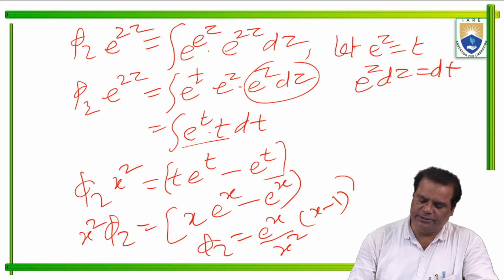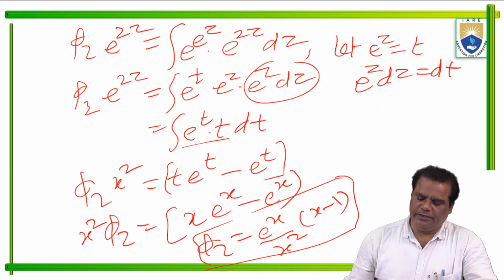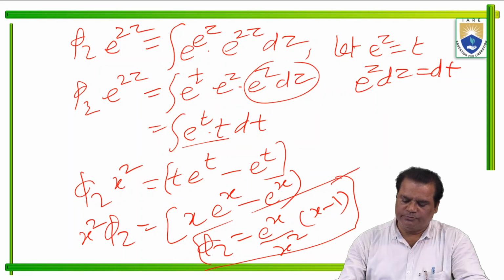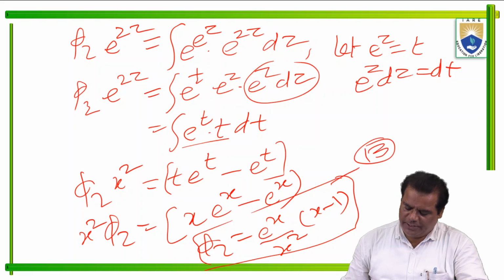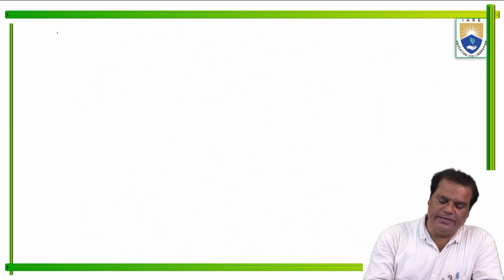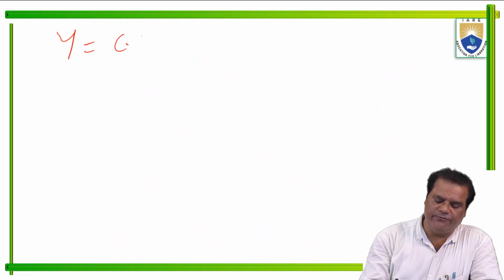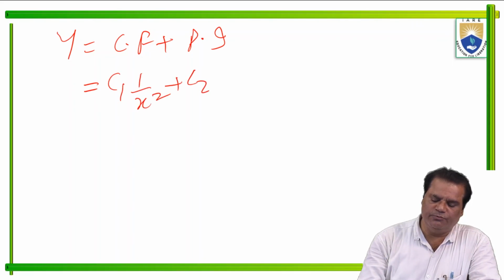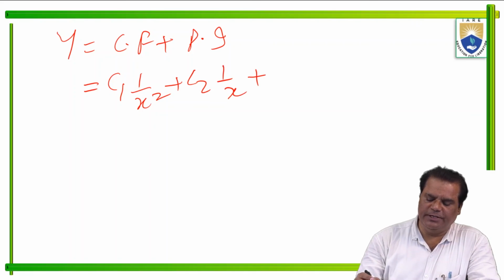This is the equation, this is the PI, equation number 13. Now the complete solution is CF plus PI. Y is equal to CF plus PI. So this is equal to CF, C1 times 1 upon x squared plus C2 times 1 upon x, plus PI.